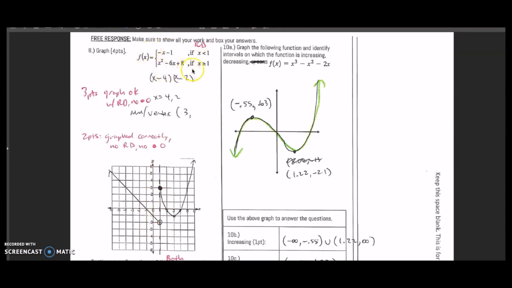Because my piecewise function only has 2 graphs, that basically means you're going to have one on the left side and one on the right side. So if you had 2 graphs on one side, you know that something's wrong. To graph these, negative x minus 1, you're going to start at negative 1 as your y-intercept, and you're going to have a slope of down 1, right 1.